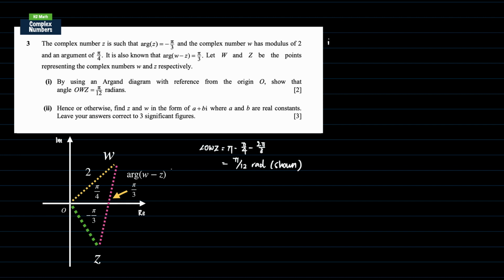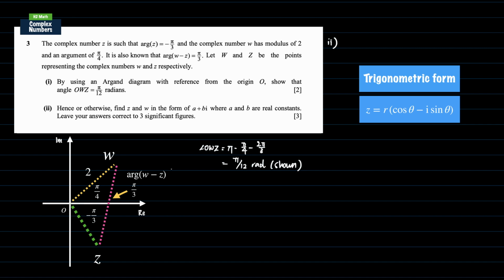Now in the next part, our objective is to find Z and W in the Cartesian form. Now since the imaginary and real components are not given to you directly, not to worry, what we can do is to employ the trigonometric form of Z and W to help us convert into the respective Cartesian forms. The trigo form is also used because we can make use of the modulus and the angles that are readily available to us from the Argand diagram.